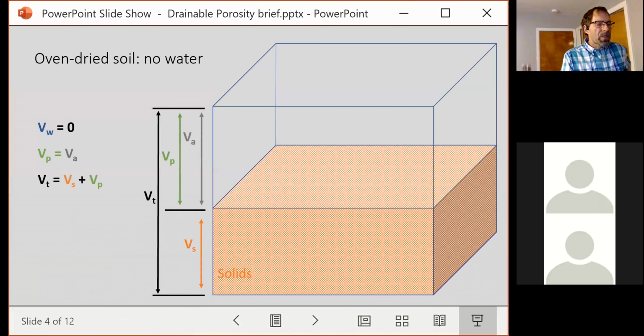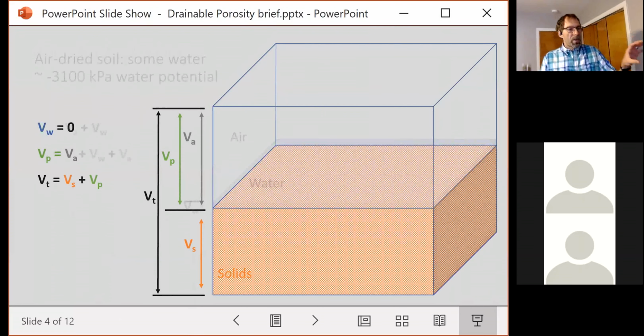So we start with something, let's start with an oven-dried soil. Now our definition of a dry soil is that it's oven-dried, that it has no water in it. So you've just got solids and spaces between the solids. And so the total volume is just the volume of the solids plus the volume of those pores, and the volume of pores are all filled with air.